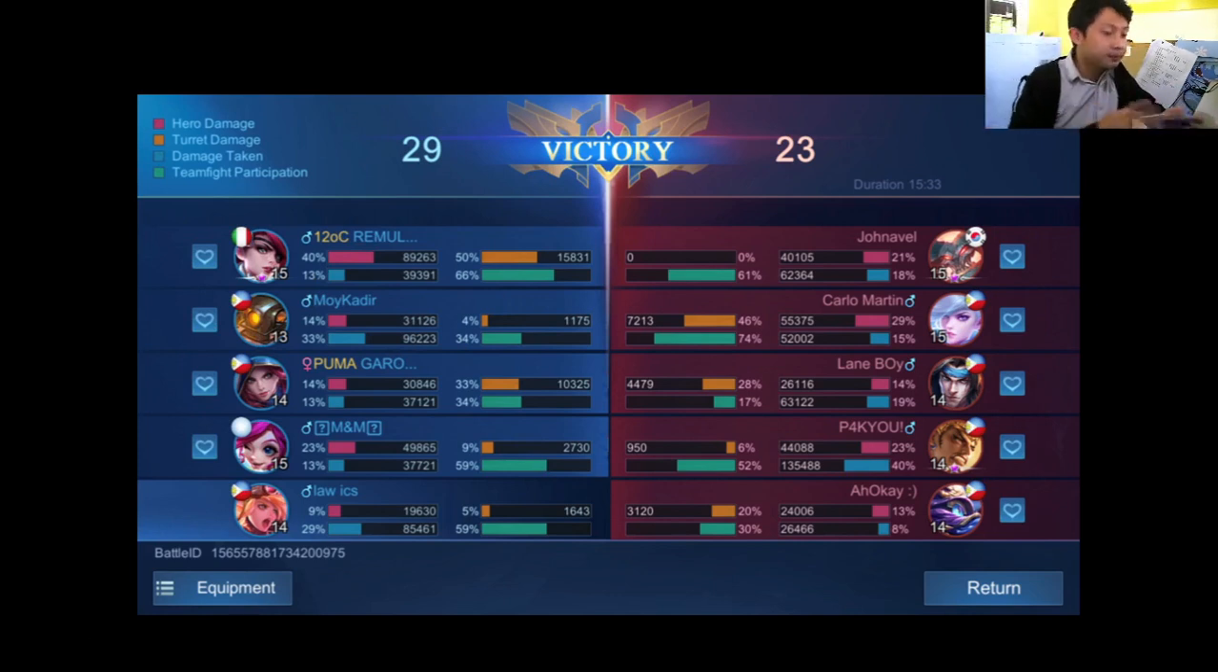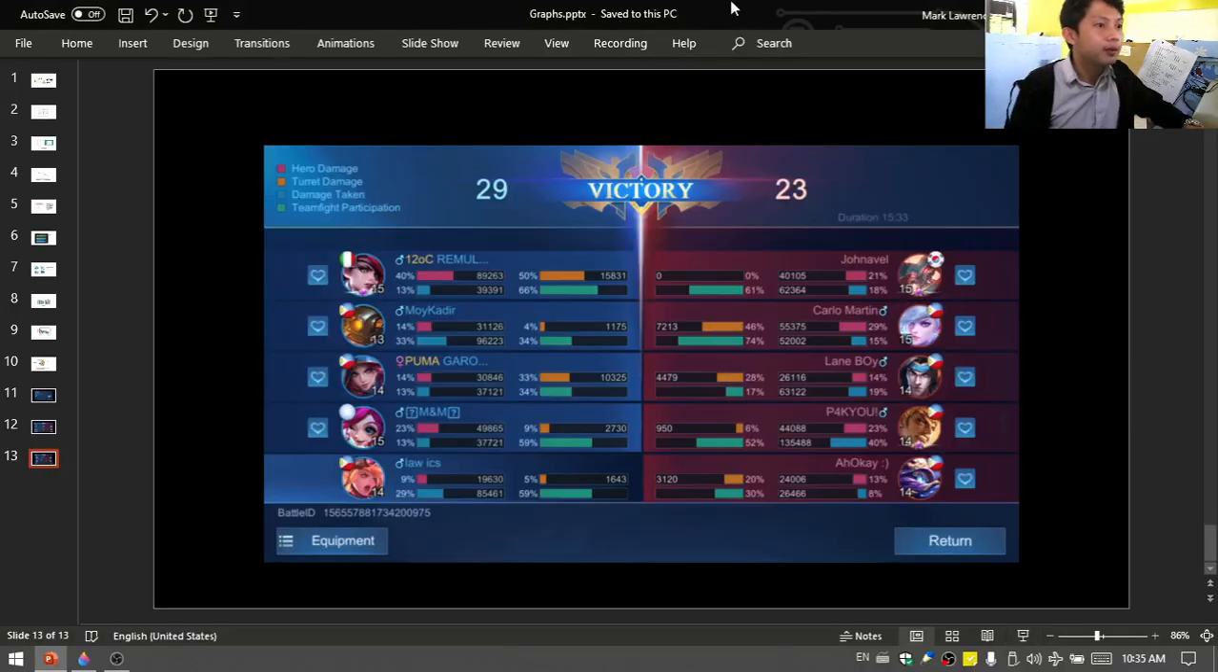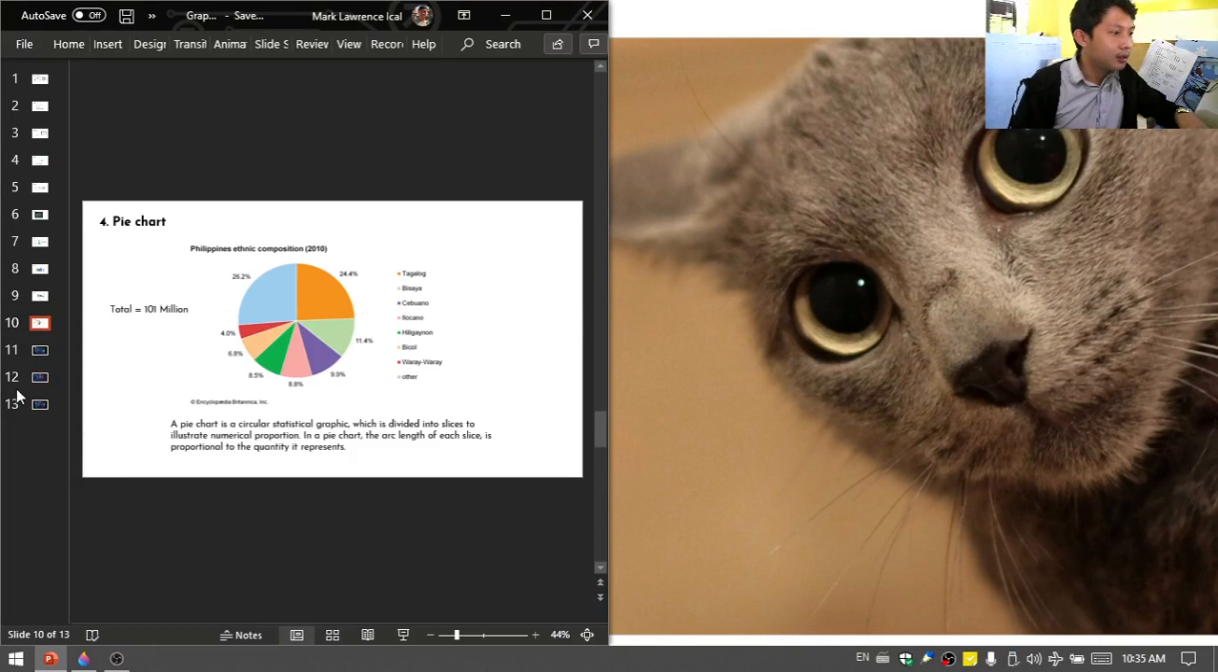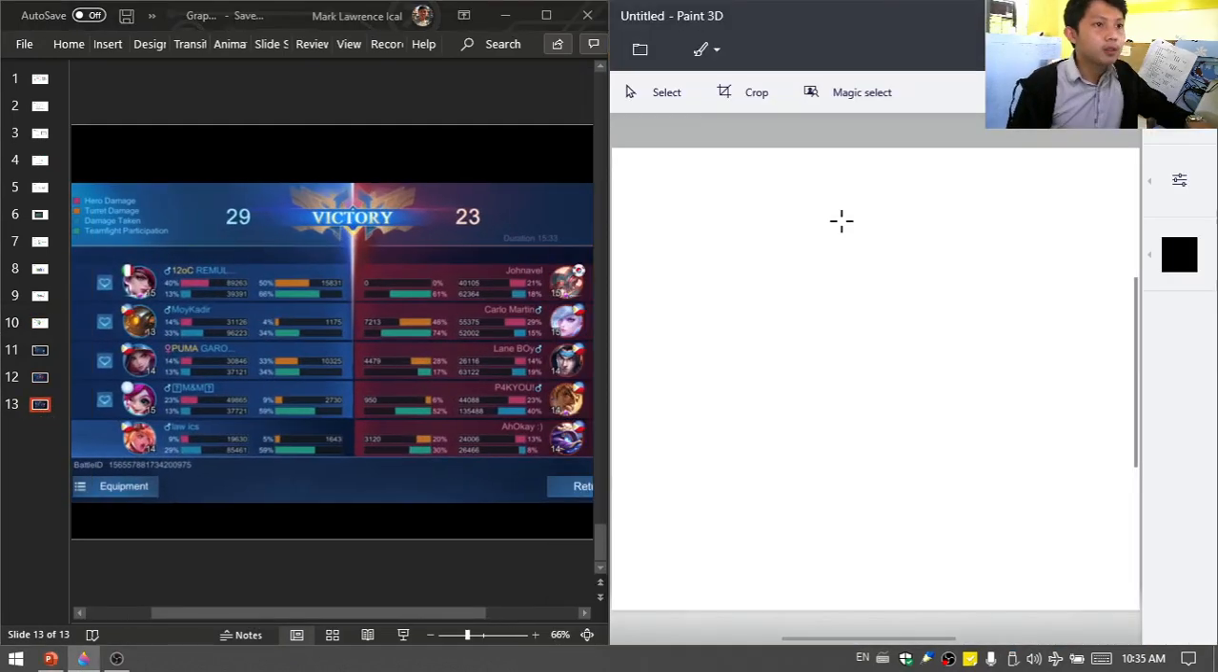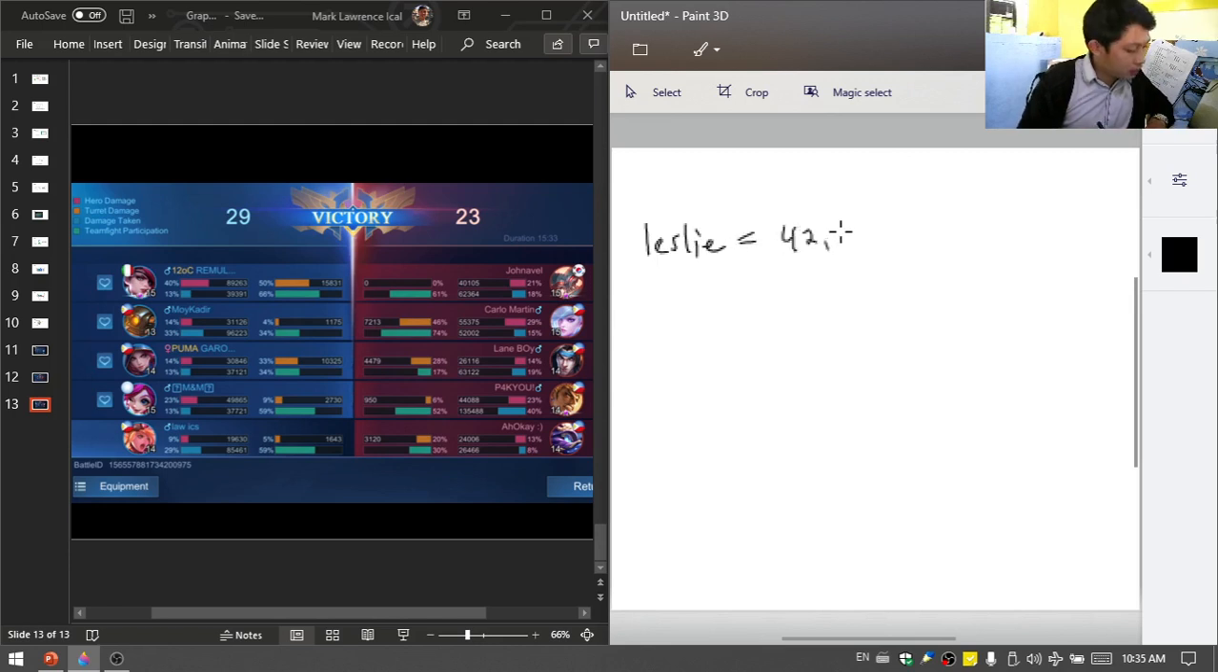Check natin. That's 40% plus 13 plus 50 plus 66. So divided by 4. So si Leslie naka 42.25. Alright. Leslie 42.25. Si Mokoy, ito 14 plus 33 plus 4 plus 34 divided by 4 is 21.25. Sweet na yan. 21.25. Okay, so si Natalia naman is 14 plus 13 plus 33 plus 34 divided by 4, so that's 23.5.